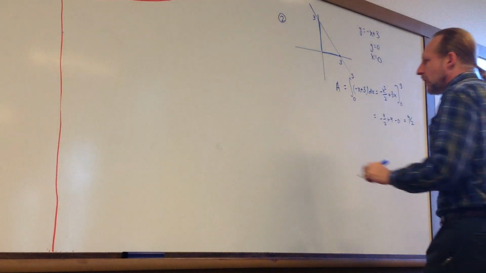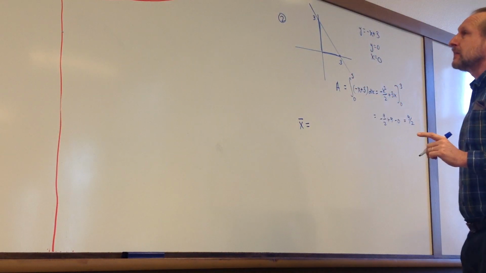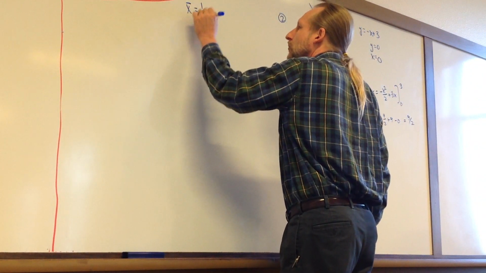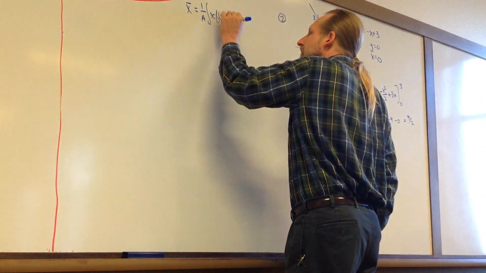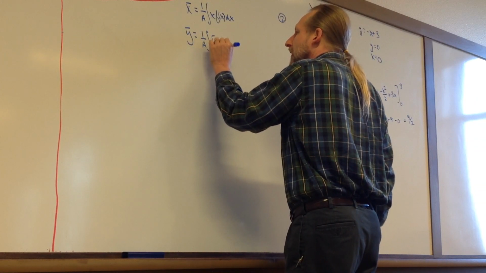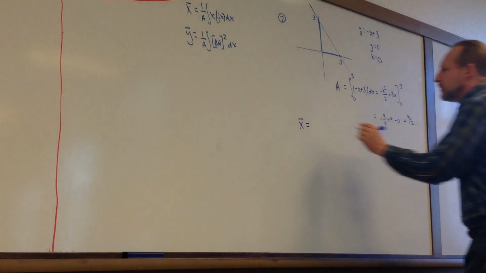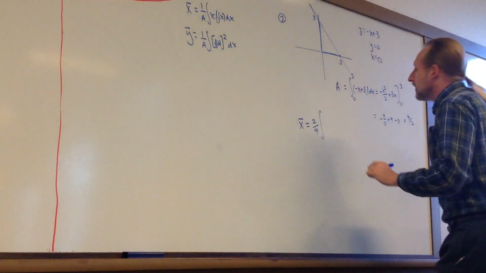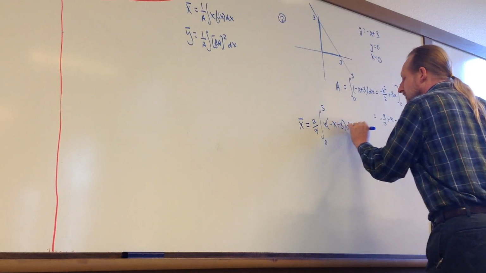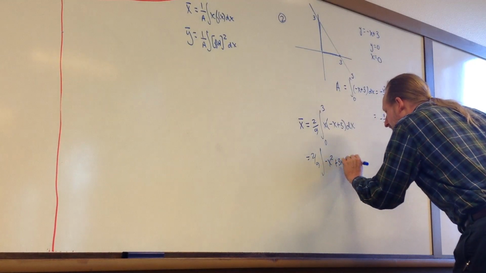Okay, so now x bar is going to be 1 over a, let's see here, let's put these over here. X bar is 1 over a integral x f of x dx, and then y bar is 1 over a integral f of x squared dx. Okay, so 1 over a is the reciprocal of this, so it's 2/9. And then we'll have the integral from 0 to 3, x times f of x dx. All right, so negative x squared plus 3x.